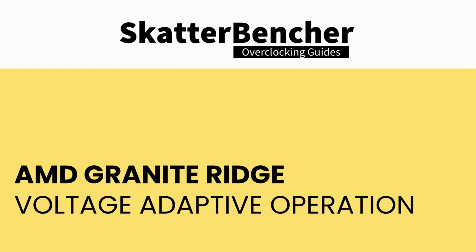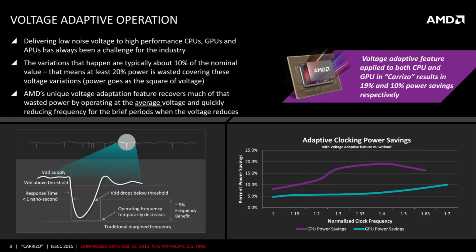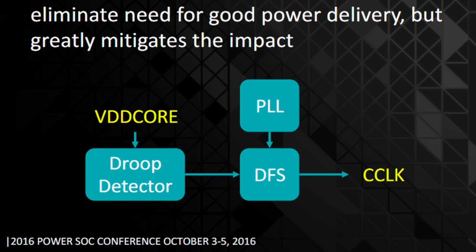Despite having these advanced clocking technologies like AVFS, AMD cannot predict what will happen in the real world. Sometimes transient conditions, going from idle to load or from load to idle, are so impactful that the CPU might crash in a real-world scenario. Fortunately, AMD also has a voltage adaptive operation technology, commonly known as clock stretching. The technology consists of two circuits. One circuit serves as a configurable droop detector, and the second circuit functions as a configurable digital frequency synthesizer.